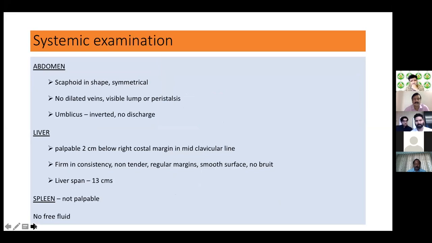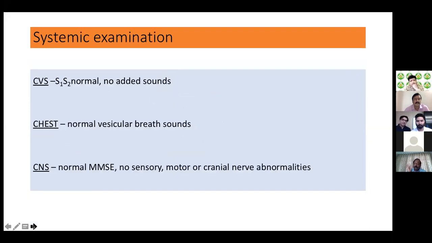Coming to systemic examination, the abdomen was scaphoid in shape and symmetrical. There were no dilated veins, visible lumps, or peristalsis. Umbilicus was inverted. The liver was palpable 2 centimeters below the right costal margin in the mid-clavicular line, firm in consistency, non-tender, with regular margins and smooth surface, with no bruit. Liver span was 13 centimeters. Spleen was not palpable and there was no free fluid. CVS, respiratory, and CNS examinations were all normal.